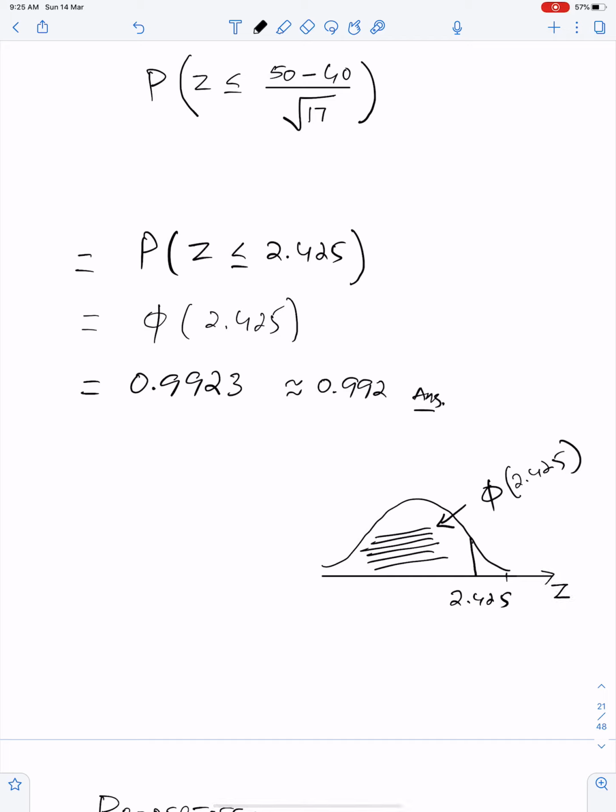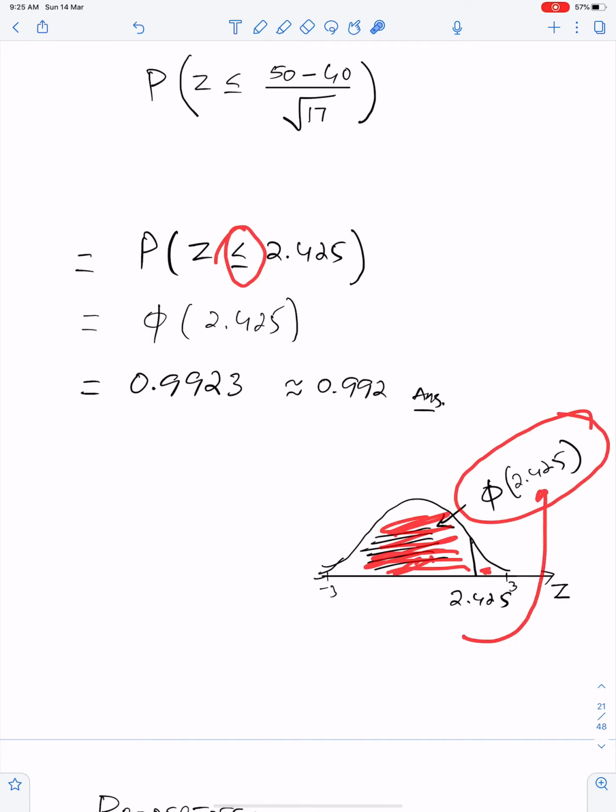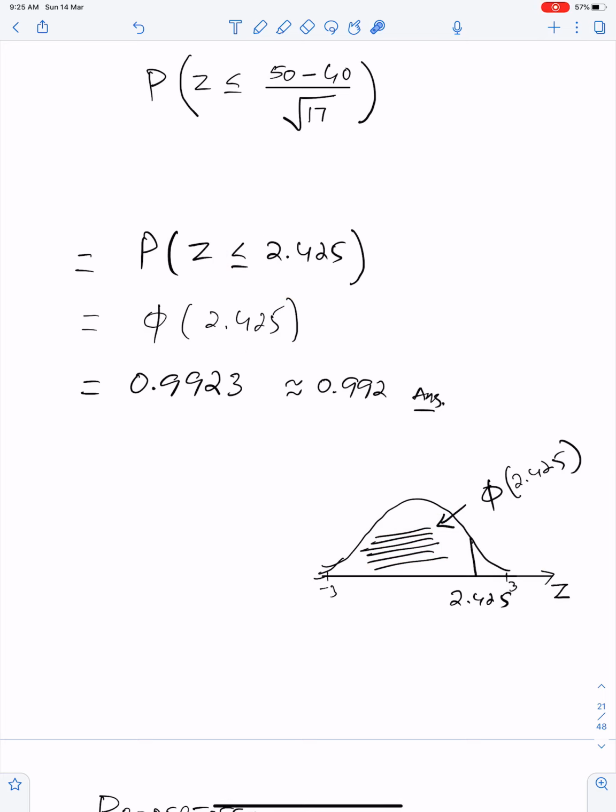And I told you the range of z is from minus 3 to 3. According to this inequality, you need this area. And this area is large with respect to this area, so this area must be phi of this number. That is why I wrote phi 2.425 here. And we already have learned how to get this value from the table earlier in this lecture.